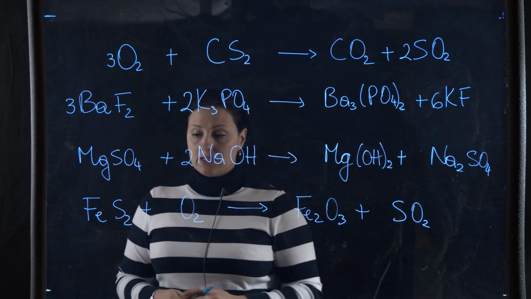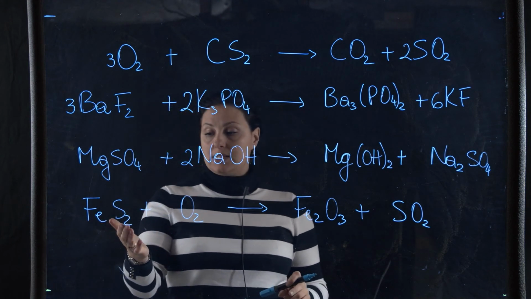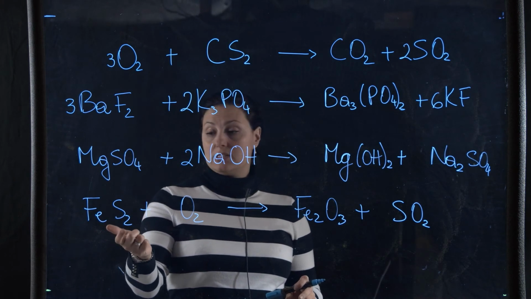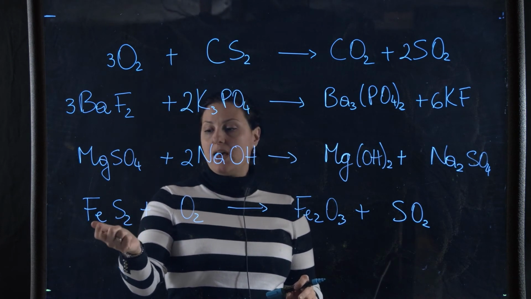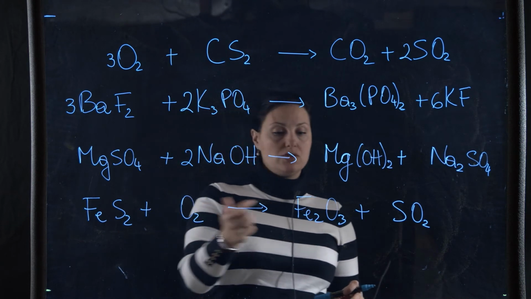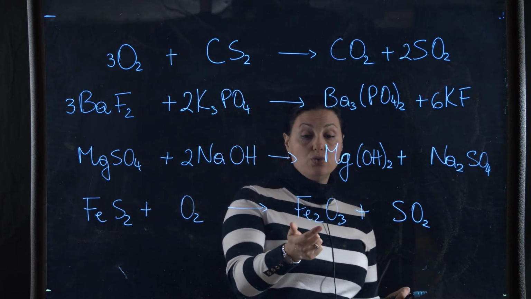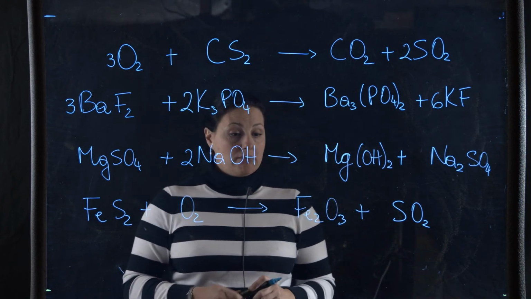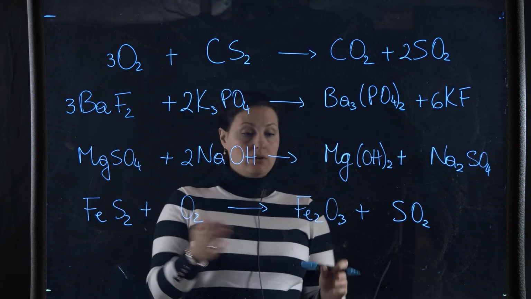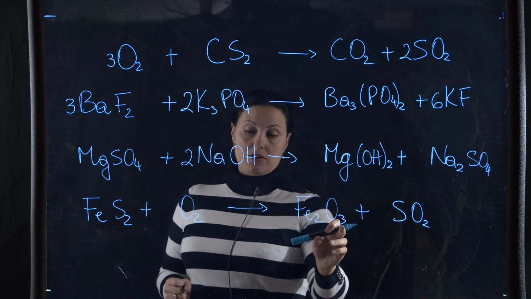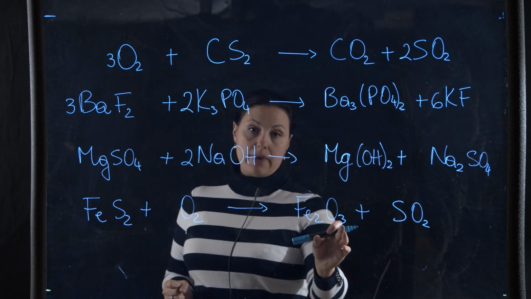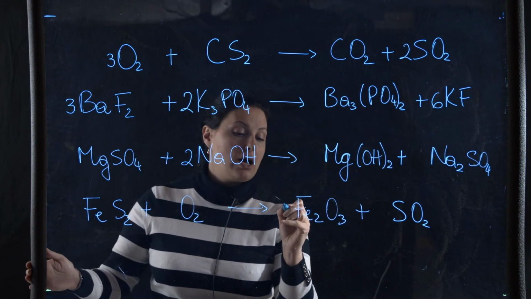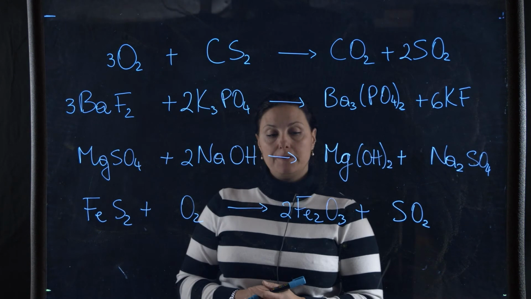Let's take a look at the last equation. I have iron 4 sulfide reacting with oxygen, giving me iron 2 oxide plus sulfur dioxide. Okay, let's take a look. I have this oxygen here that is not balanced, or it's an odd number. To make that an even number, I can put a 2 in front of my iron here.